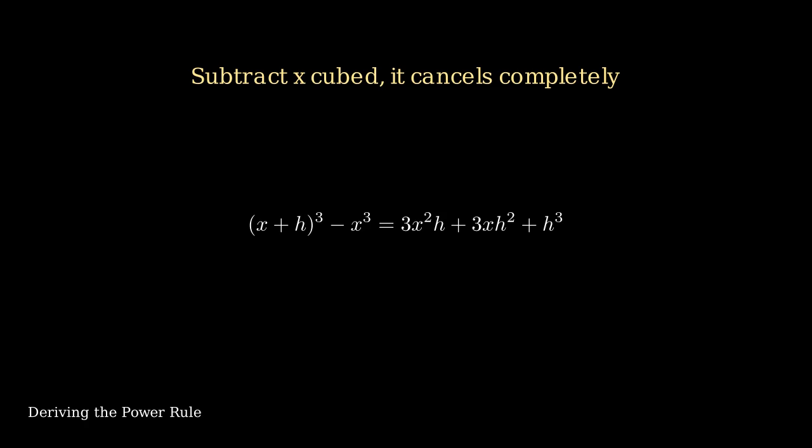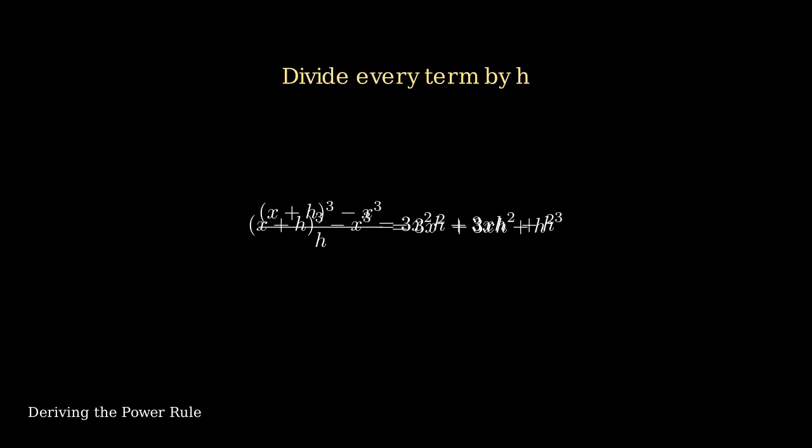Notice the plain x cubed term has cancelled completely. Divide everything by h. We get 3x squared plus 3xh plus h squared. Every remaining term still has at least one factor of h in it, except the very first one.